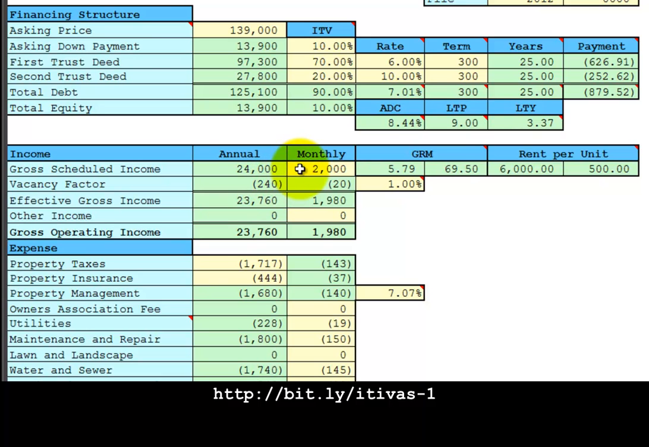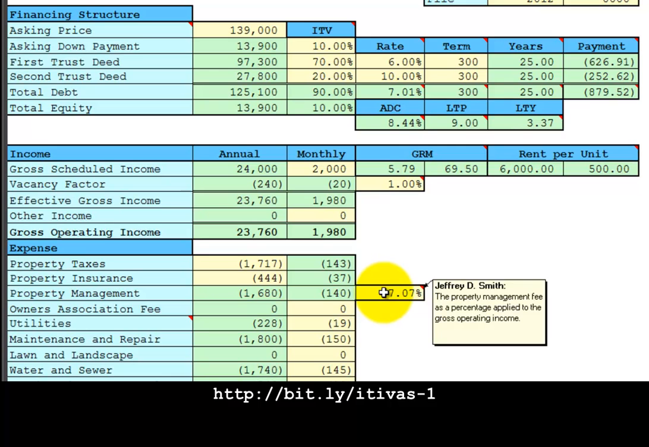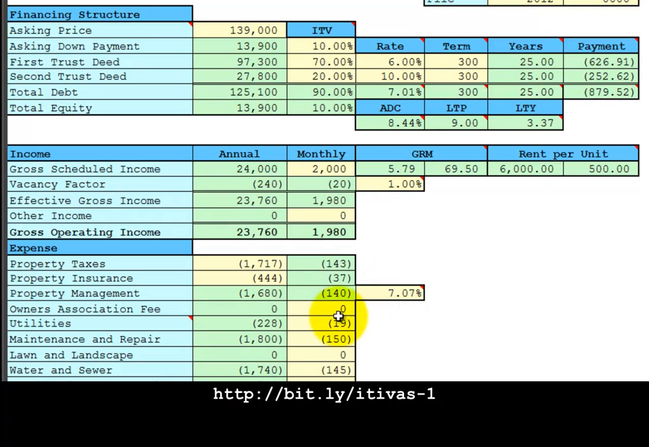Put in the gross scheduled income, that's $500 per unit for a fourplex, estimating a 1% vacancy factor, property taxes, property insurance, property management at 7% of the gross operating income, utilities, maintenance, water and sewer, trash removal.